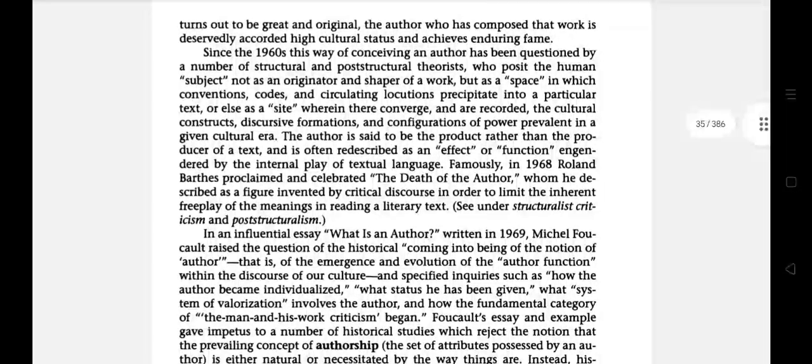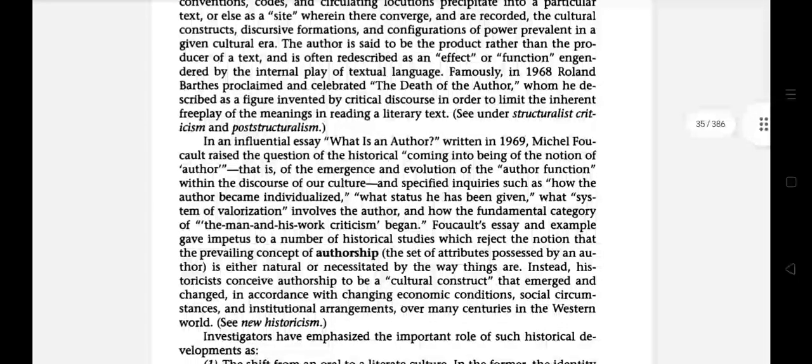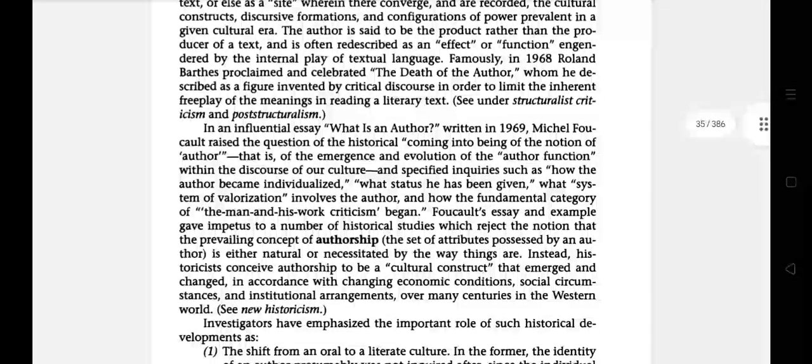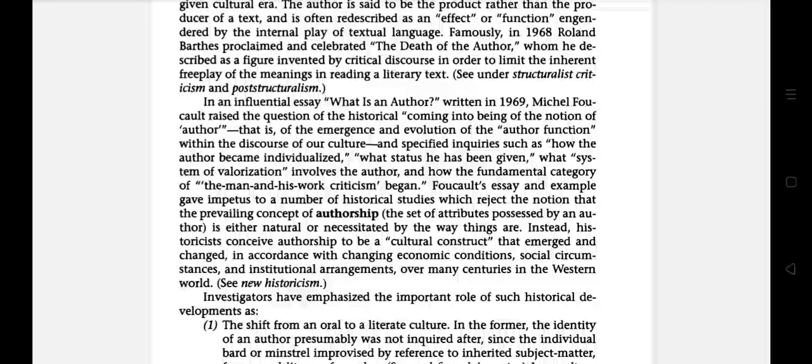And in an influential essay, the question arises by Michel Foucault: what is an author? It was written in 1969. He inquires into the coming into being of the notion of author, that is, the emergence and evolution of the author function within the discourse of our culture, and specified inquiries such as how the author became individualized, what status he has been given, what terms of valorization involve the author, and how the fundamental category of the man and his work criticism began.